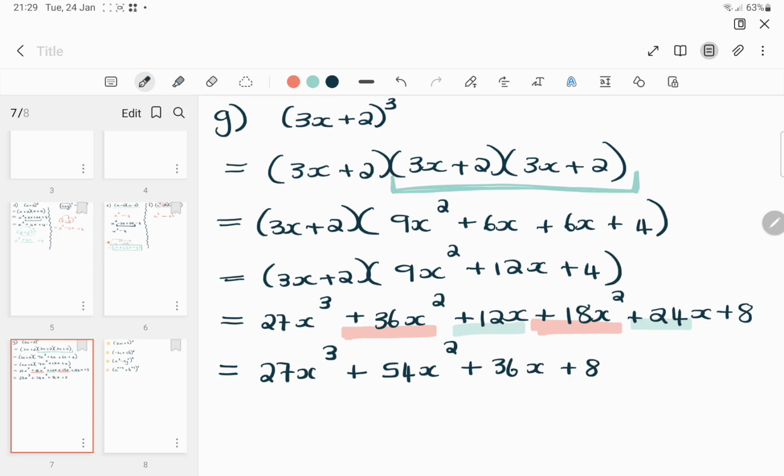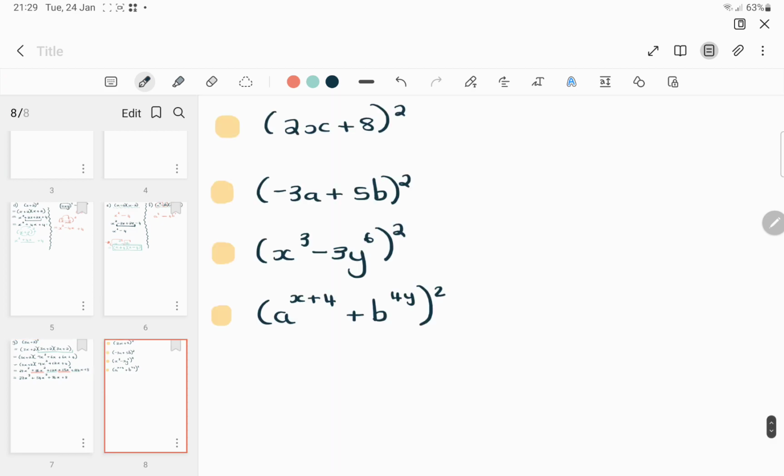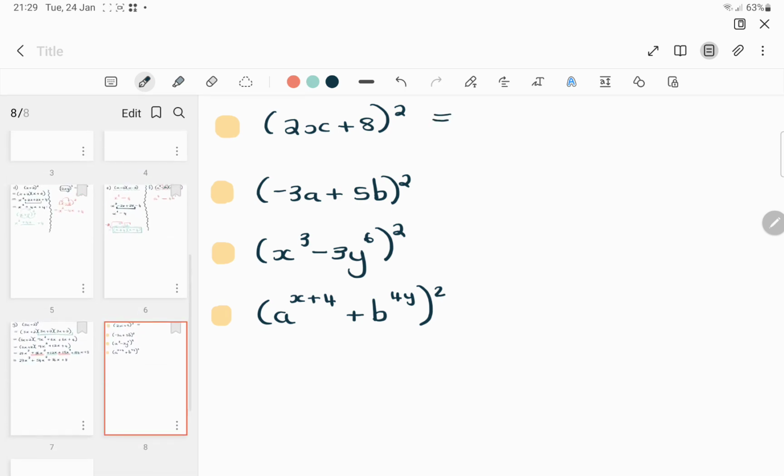All right, and there's your answer. Okay, let's quickly look at these examples. I'm just going to do the quick way. So if you've got one bracket squared, this is the final page. With these ones, 2x plus 8 squared, you cannot just say it's 2x squared and 8 squared. There's that middle term that will then always not be there, so it will be incorrect.